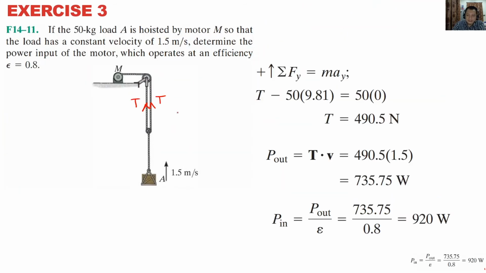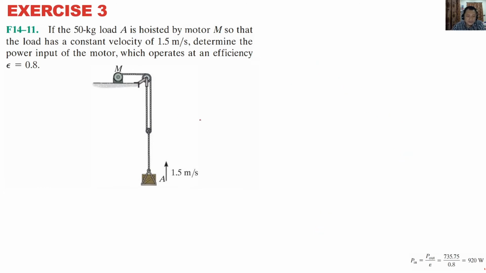There is an explanation on how to do this. Summation Fy is equal to may. T is equal to, yeah, you will never be able to understand if you don't do it on your own. You gotta do it on your own, then you understand. You gotta think.